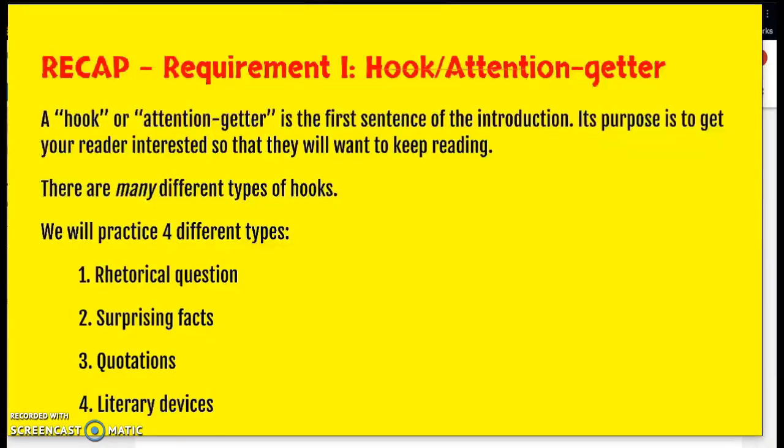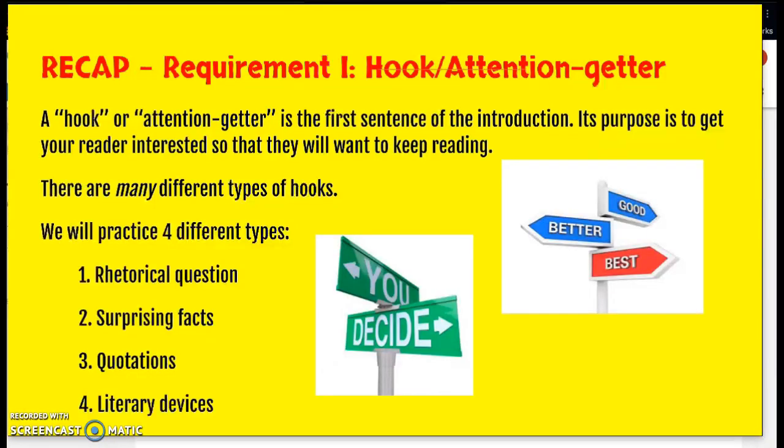So to recap, step 1 of an introduction is a hook, also known as an attention getter. And it's the first sentence. There are many different types, but these are the 4 we're practicing: the rhetorical question, surprising facts, quotations, or literary devices. You only need to choose one. When you choose which type of hook you're going to use, you should use your judgment. Which one is the best? If someone were reading this, which one is really going to hook them into wanting to read the rest of your essay?